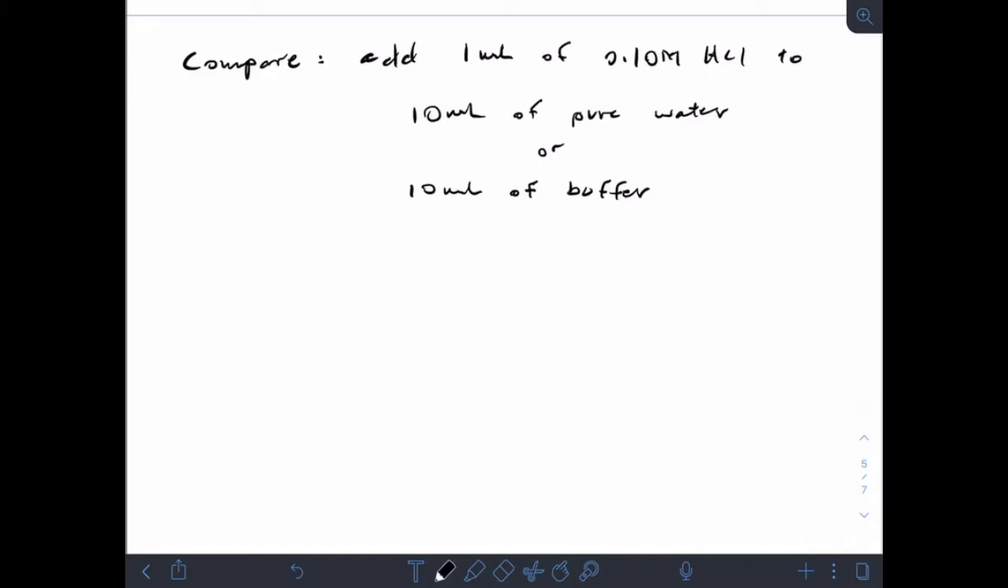Okay, so in this first topic, we're going to take a look at what happens to the pH when we add 1 milliliter of 0.1 molar hydrochloric acid to either 10 milliliters of pure water or 10 milliliters of buffer. And we're going to use the same buffer from the previous example, that nitrous acid sodium nitrite buffer. Okay, so let's look at what happens to the pH when we add acid to pure water first.